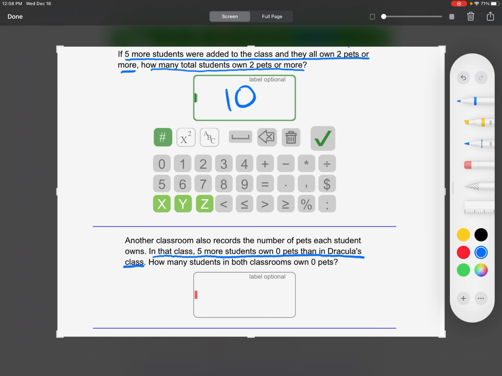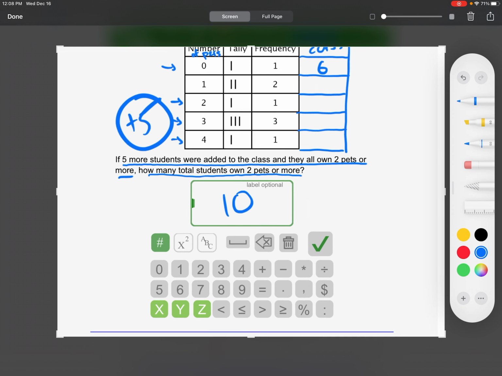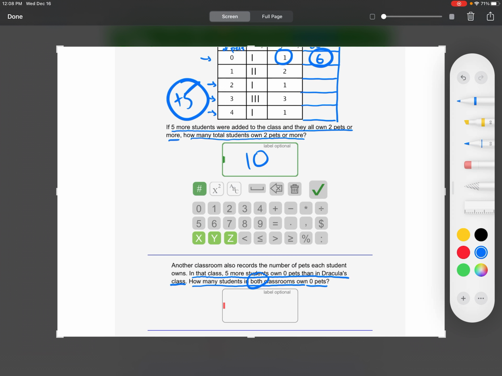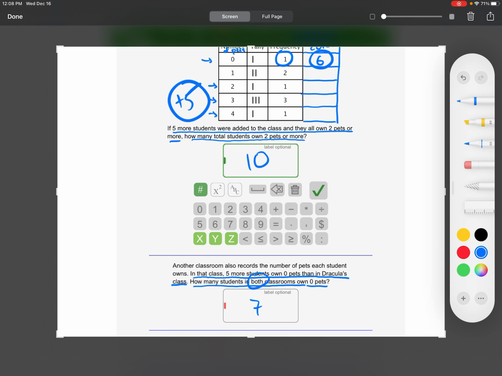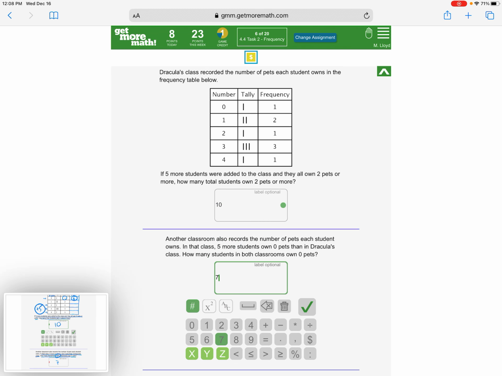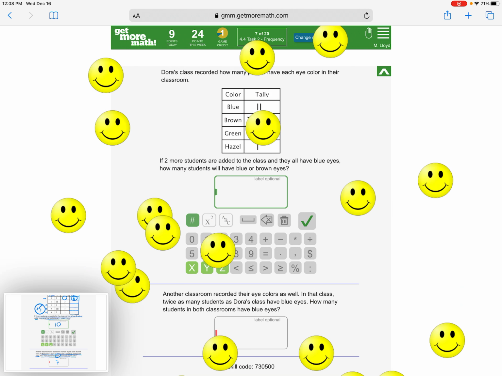And it doesn't give me any other information. Now it just says how many students in both classrooms, both is add, own 0 pets. So how many students own 0 pets? Well, 1 plus 6 is 7. So my answer will be 7. So I'm going to enter 10 and 7 and get more math. And one more time, raining smiley faces.